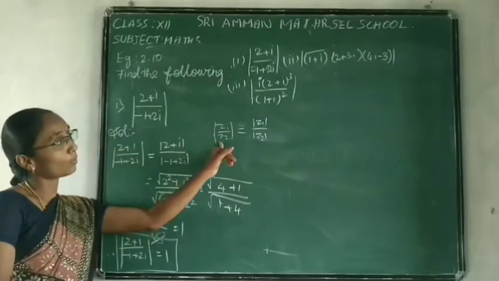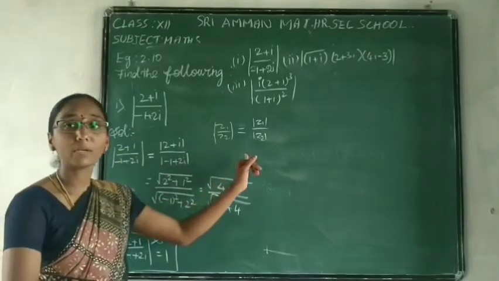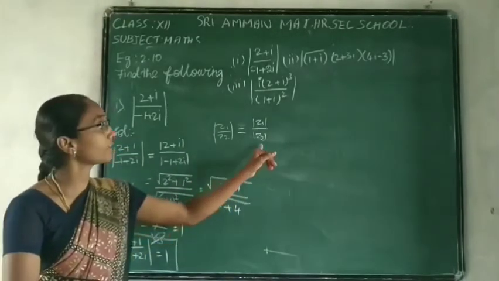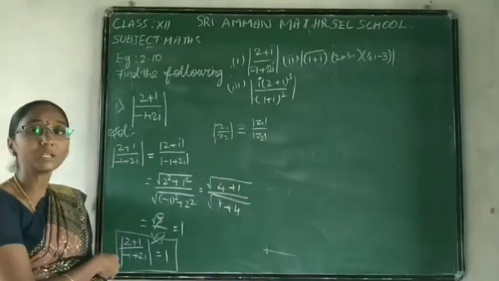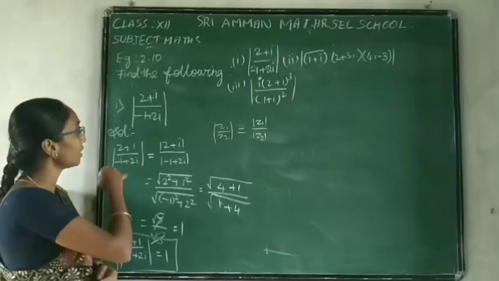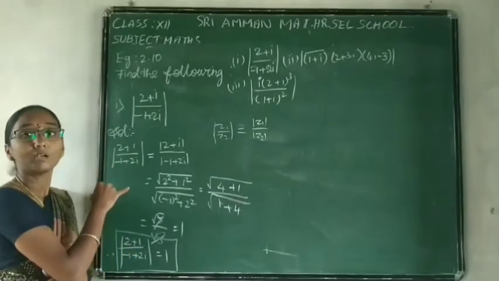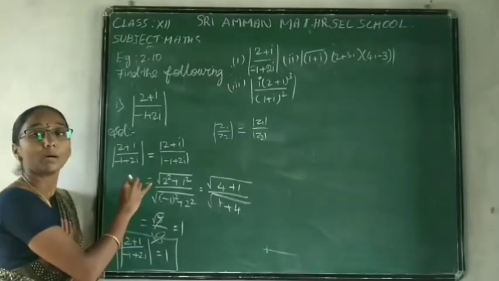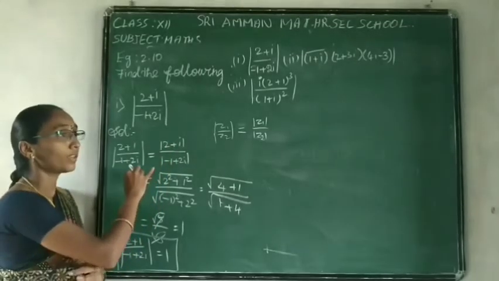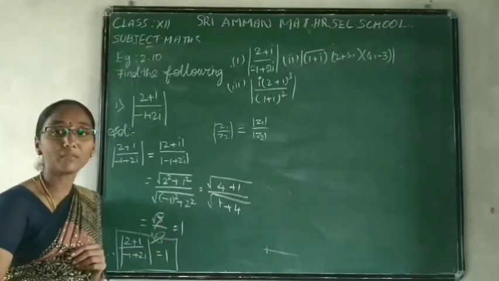The property is: modulus of z1 divided by z2 is modulus of z1 divided by modulus of z2. So substitute this property in this place. Separate the numerator and denominator: modulus of 2 plus i divided by modulus of minus 1 plus 2i. So how do we find the modulus value?